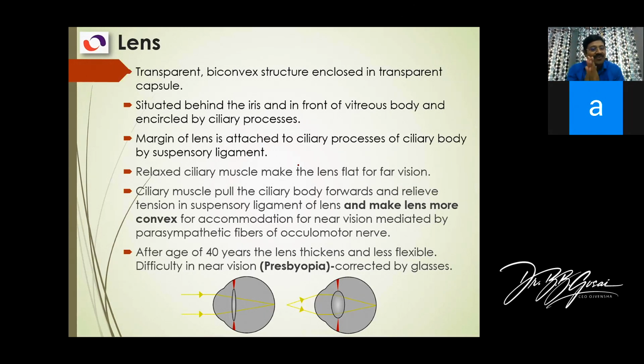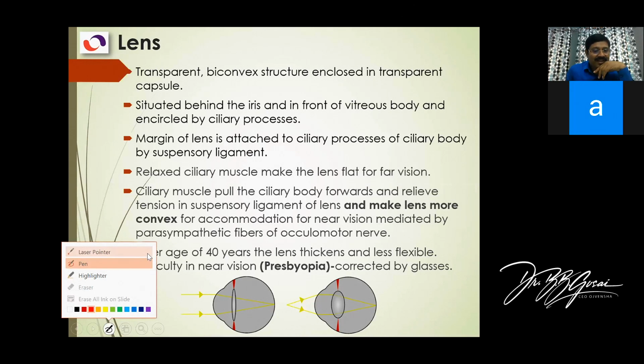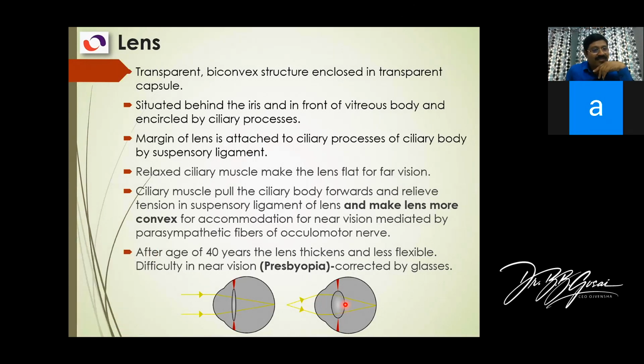And when the lens is flat, as you can see at the bottom of the picture here, that is for far vision, and this one is for near vision. So always remember, increased thickness of the lens gives better near vision, and flattening of the lens gives far vision.